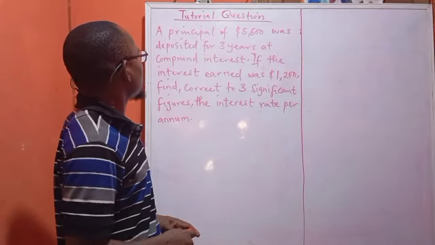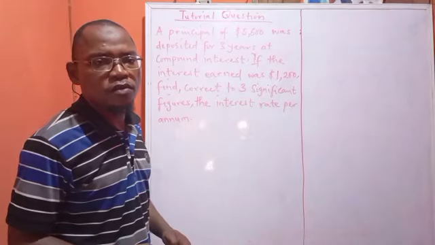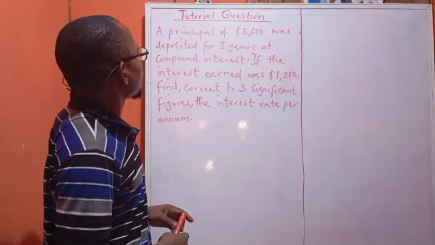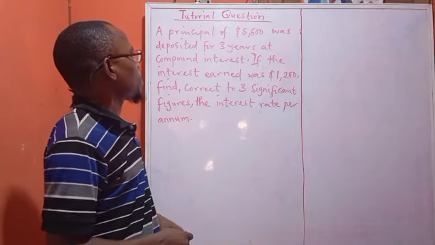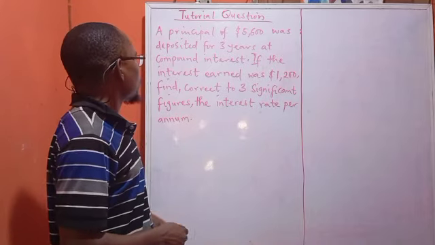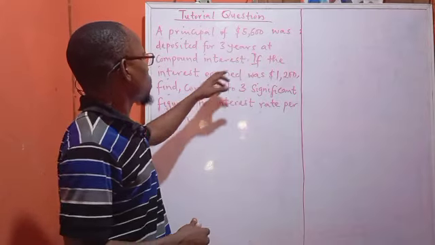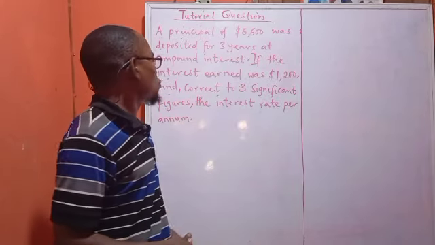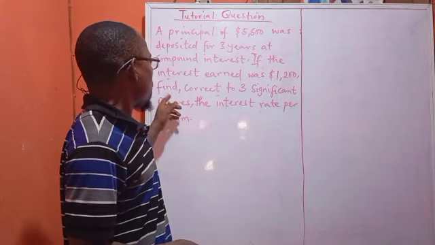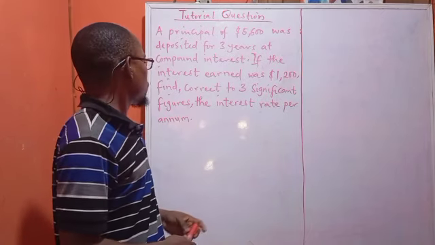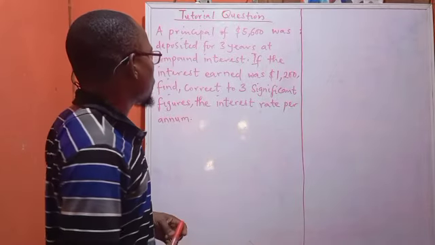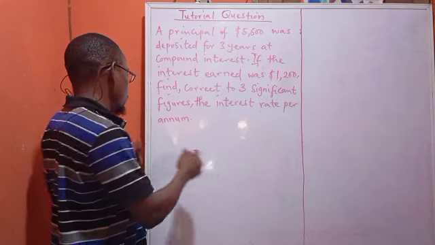Okay, let's quickly dive into what we have for ourselves. The question goes thus: a principal of $5,600 was deposited for 3 years at compound interest. If the interest earned was $1,200, find, correct to three significant figures, the interest rate per annum.